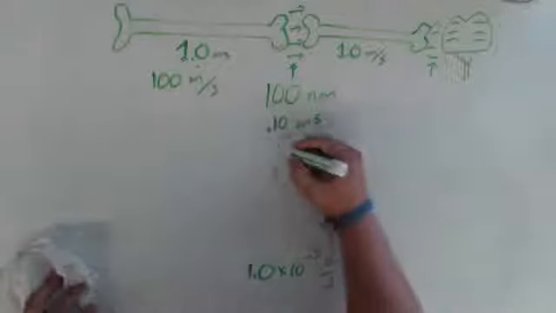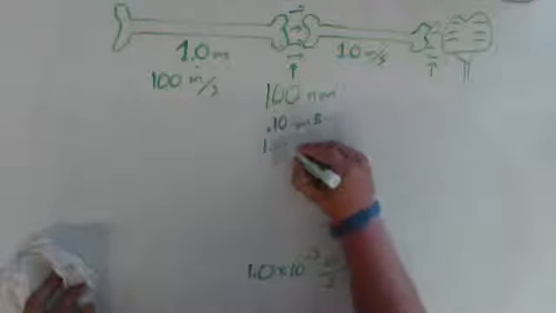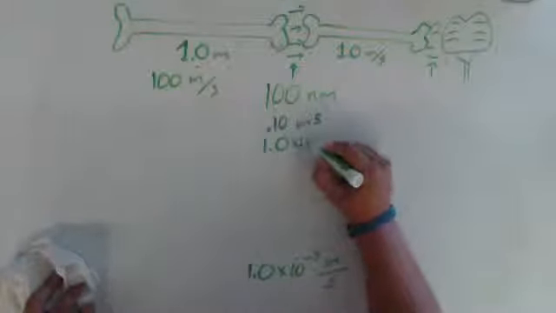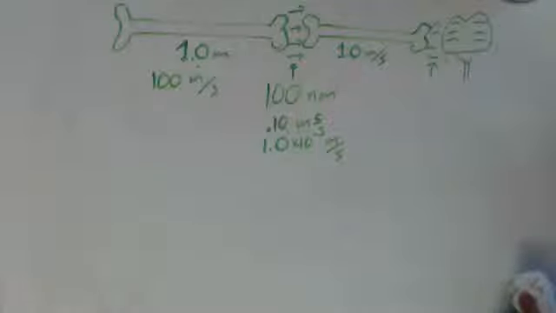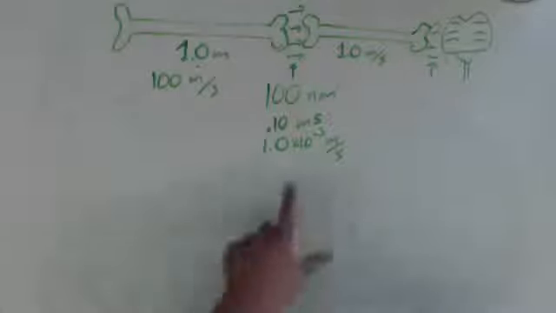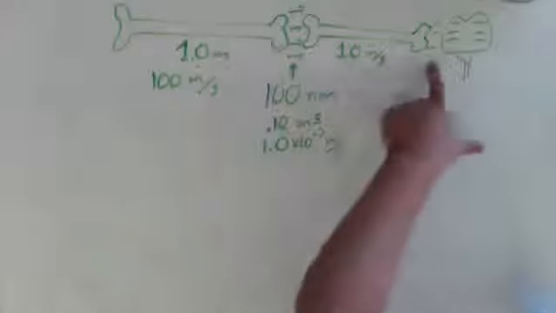Okay, so that was 1.0 times 10 to the negative 3 meters per second as the speed across the synapses. Now, part B, we're trying to figure out how long it takes for a signal to reach the brain. Well, I already have two sections of time already spelled out for me. This one and this one.